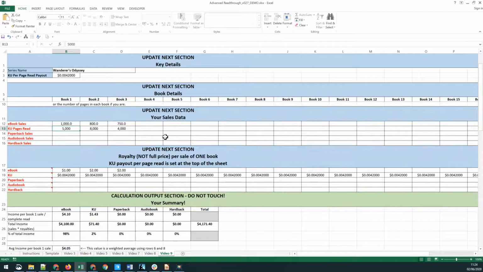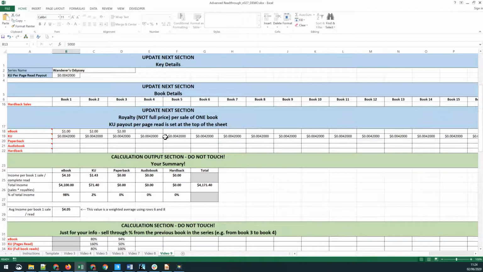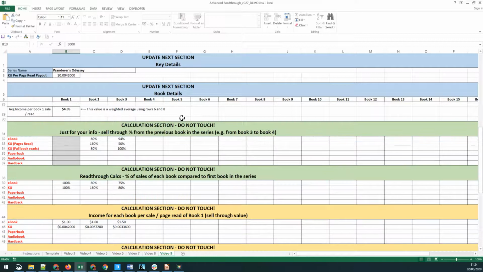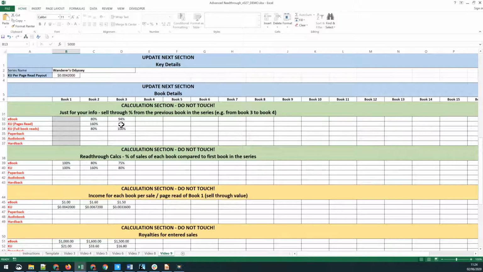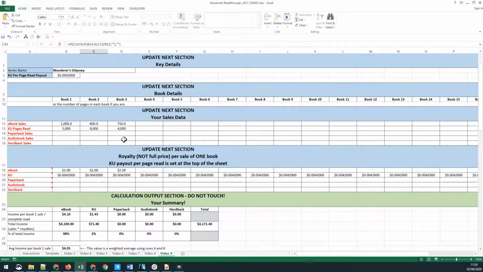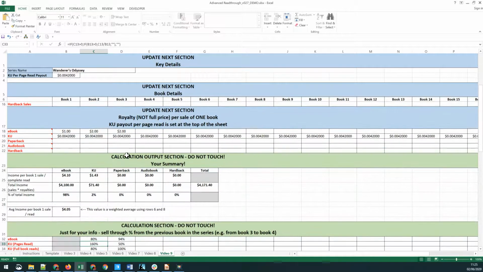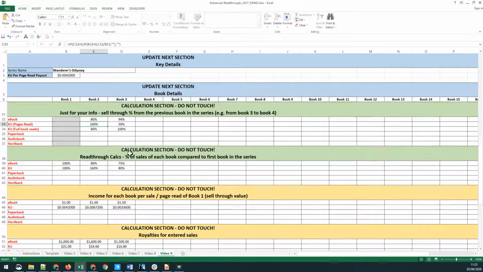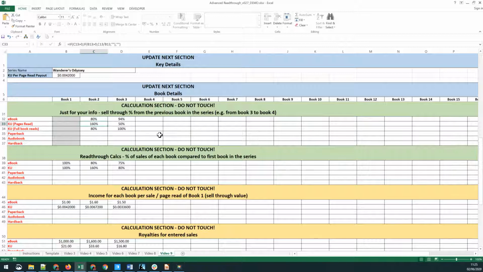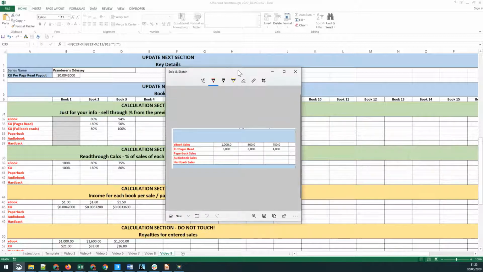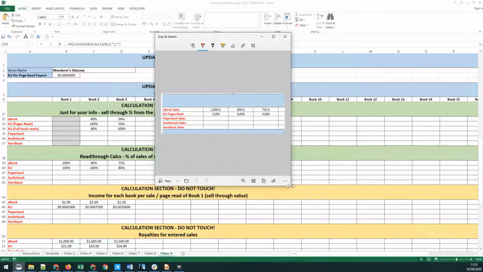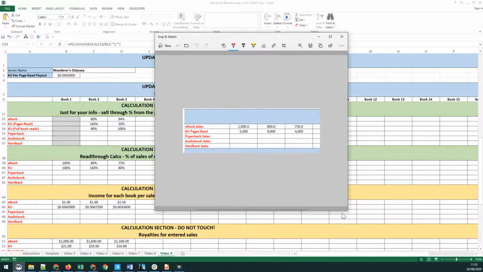So this will be the book-to-book sell-through through the series, which is this one here. And as you can see, we have some sales. I just took a copy of the numbers from here so we can see how many page reads there were. Will make life slightly easier when looking at this. So we have the page reads of 5,000, 8,000, 4,000.